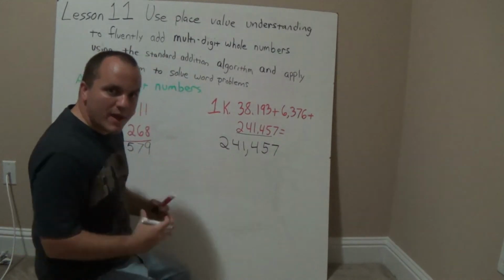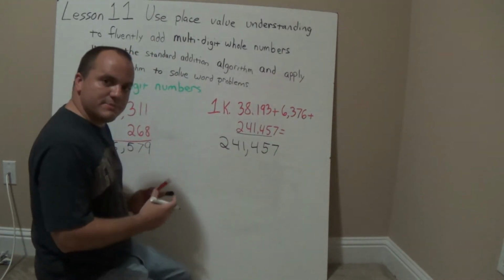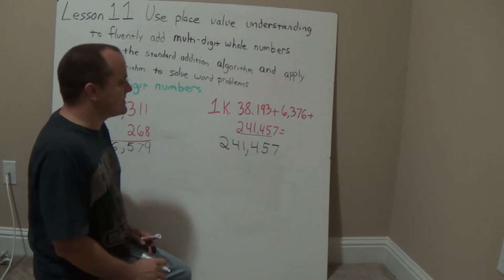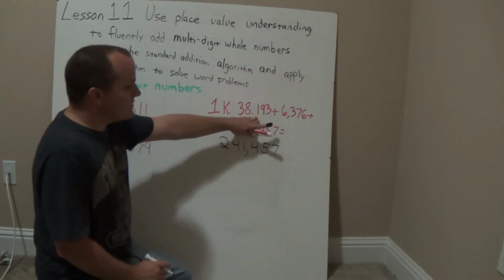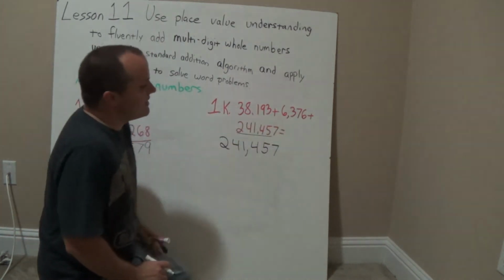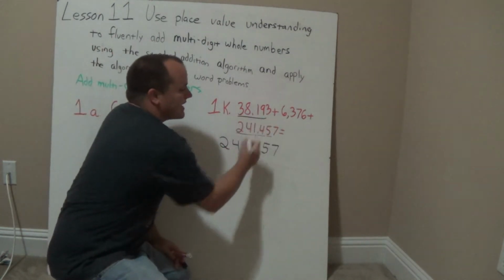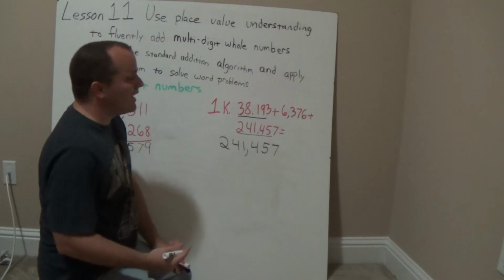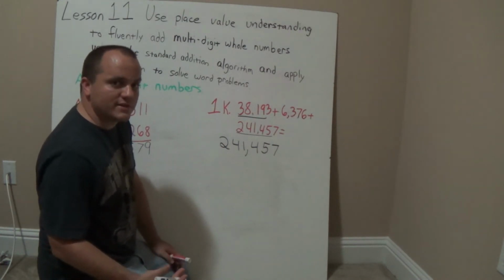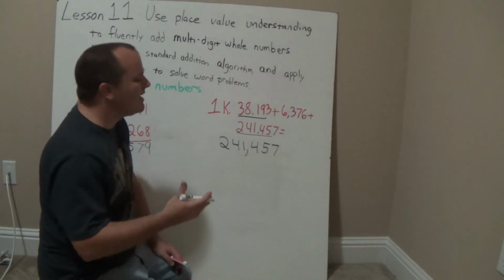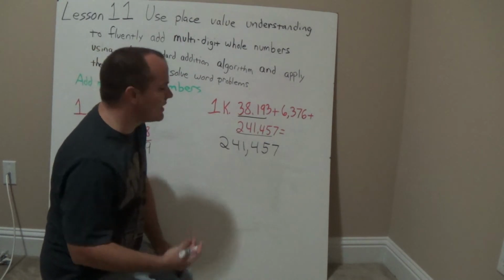Notice I'm not trying to cram it all together. It's going to help me if I space it out a little bit, and you'll see why in just a second. So now I'm left with 38,193 and 6,376. I know that this one has 5 digits, so that's the next biggest number. I'm going to write that next. Again, you don't have to. What's important is that you line up your ones place with your ones place, your tens place with your tens place, hundreds with hundreds.